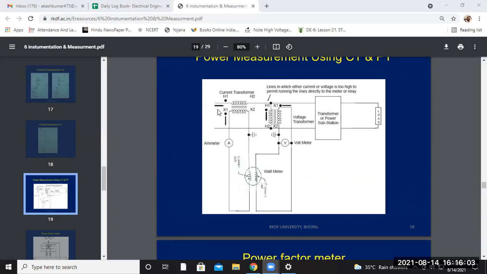Here also the dot convention is taken. This dot is for H1 and this one for X1. The current is flowing from H1 to H2, and here also this dot results in the outward flow of the current through X2 and X1, which will flow through the voltmeter, and the wattmeter shows how much energy has been consumed by this machine. So this is the total explanatory part of the CT and PT of the switchyard system.